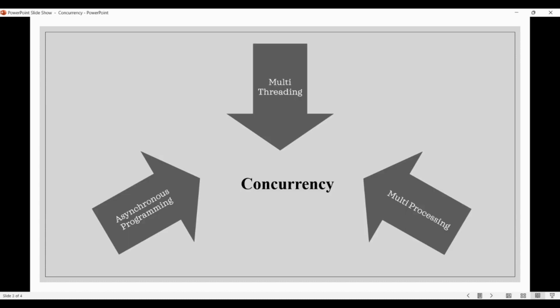Now, the question comes, how do we achieve that in our program? So, concurrency can be achieved in various ways, such as through multi-threading, multiprocessing, and asynchronous programming. These are the three popular approaches to building concurrency in a system. Let's understand these concepts one by one.